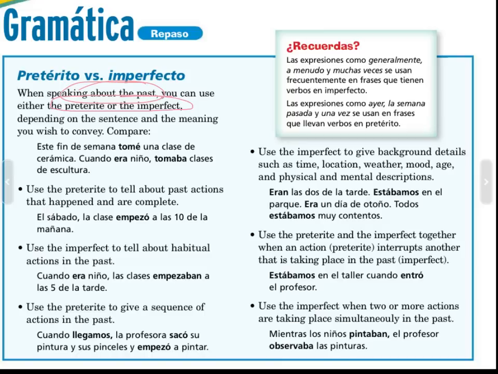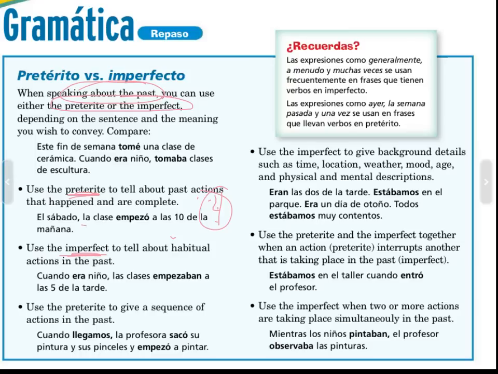Okay, you use the preterite to tell about past actions that happened and are complete. Remember, we typically ask ourselves, do we know when it started, when it ended, how many times it happened, or how long it lasted? Those are the 4 questions. Okay, we use the imperfect to talk about things that happened habitually, which means multiple times in the past, when we don't know how many times.